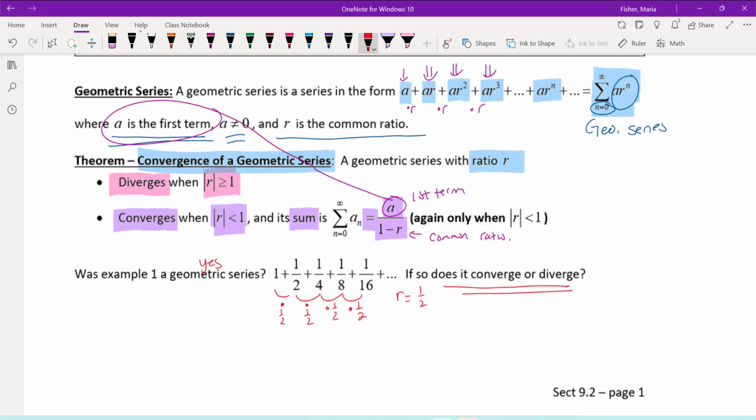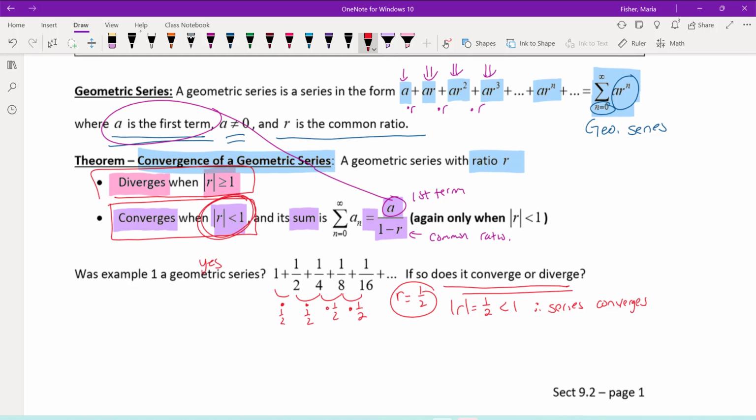Well, if it's something that's geometric, we know it's going to diverge if the absolute value of r is greater than or equal to 1, and that it's going to converge if the absolute value of r is less than 1. Well, if this is r, the absolute value of r would still be a half. A half is a number that is less than 1, therefore this series is going to converge. Since it's converging, we can actually find its sum.